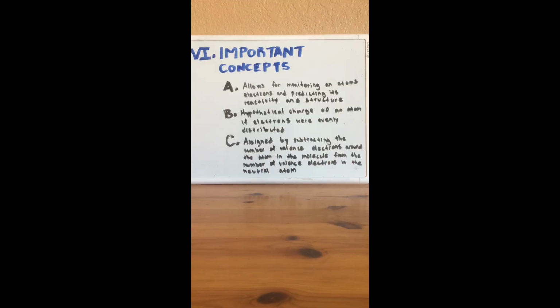Important concepts. Formal charge allows for monitoring an atom's electrons and predicting its reactivity and structure. It is the hypothetical charge of an atom if electrons were evenly distributed, and it is assigned by subtracting the number of valence electrons around the atom in the molecule from the number of valence electrons in the neutral atom.